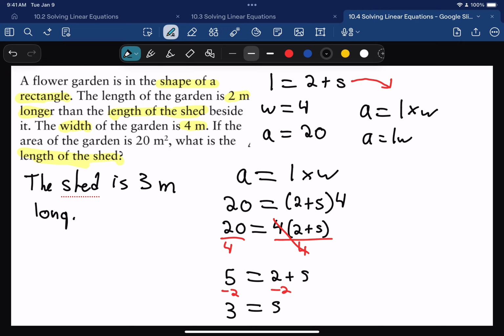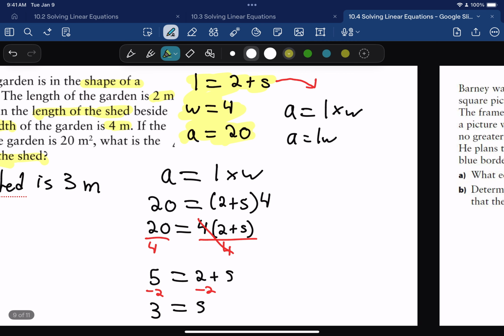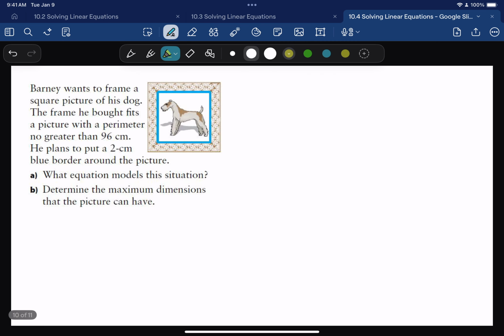Not too bad when we list out what we know, list out what we don't know. That's the key part. This up here is the hardest part of word problems. So just read it carefully, write what you know, write what you don't know, and then solve. All right, let's try another one here.